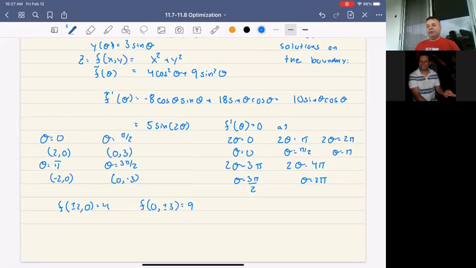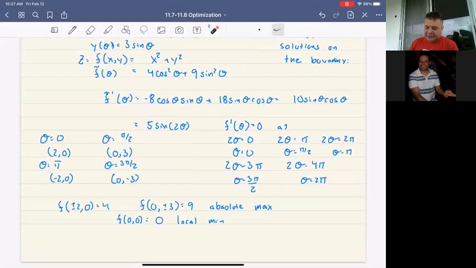Okay, now, what's going on? We also have to compare it with the 0. So here we have a local min. Here we have an absolute max. And this is a minimum on the boundary.